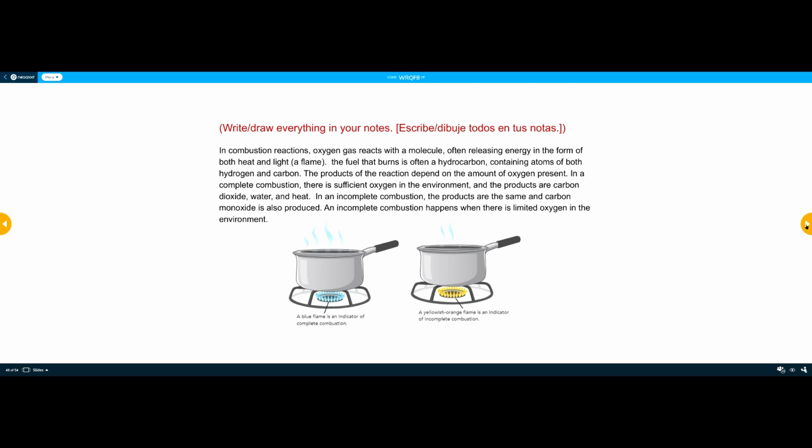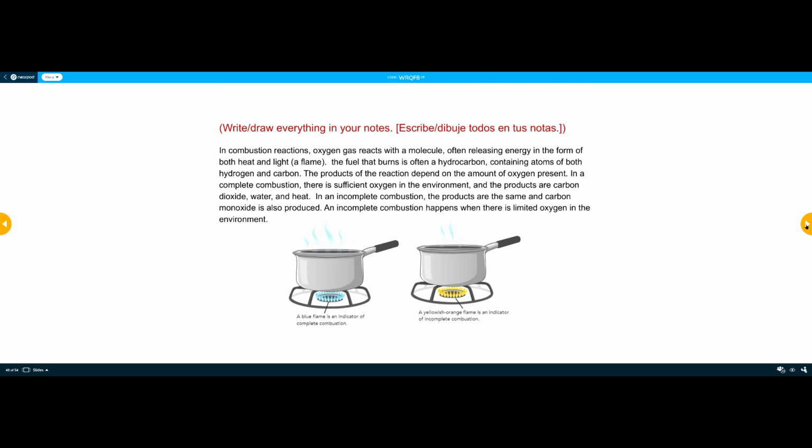In a complete combustion, there is sufficient oxygen in the environment, and the products are carbon dioxide, water, and heat. In an incomplete combustion, the products are the same, and carbon monoxide is also produced. An incomplete combustion happens when there is limited oxygen in the environment.